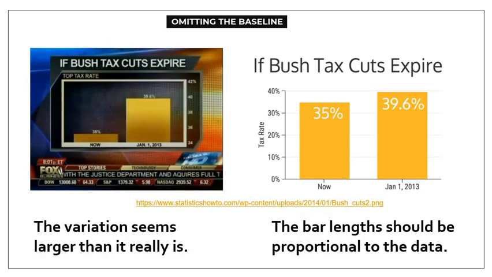This would be a more fair representation of the differences between those two bars. Variation seems larger than what it really is in the graph on the left. And the graph on the right, again, being more accurate, the bar lengths should be proportional to the data. That's one of those keywords that's going to come up in your homework, proportional.